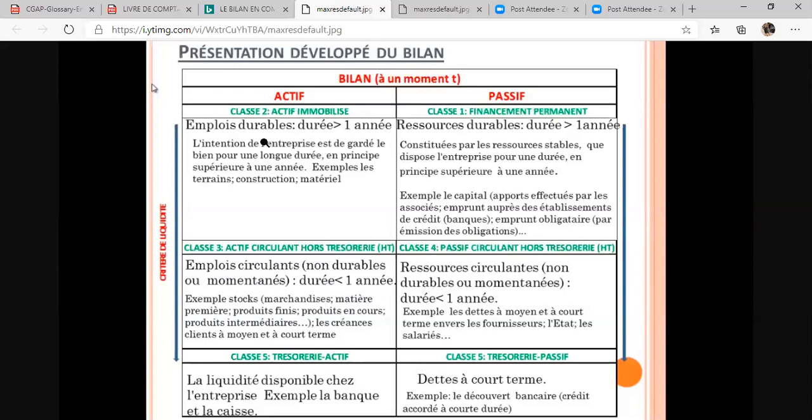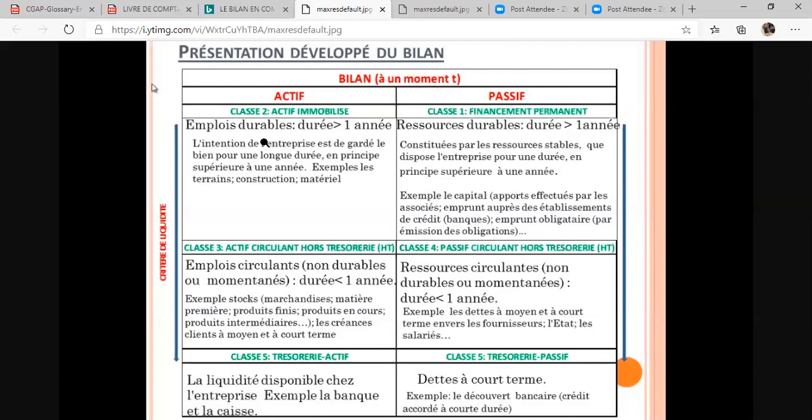So class 1 is le financement permanent. Le financement permanent is, rather, the financial earnings you have either by yourself or you brought in from another company, which should be repayable after a period of 1 year. So that's the difference really between the financement permanent and le passif circulant. It's the period of repayment. And the second one is the actif immobilisé, which comprises of fixed assets, which are immovable fixed assets.